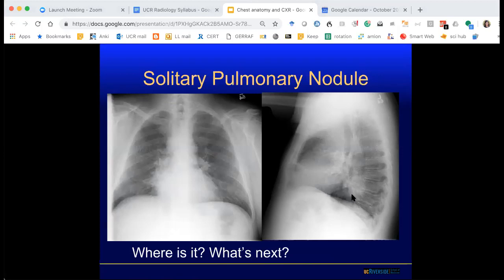Because you can get more information. So PET CT, if it's hot, then it's most likely malignant, or it could be malignant or infectious. But if the PET CT is negative, then you're done. It's most likely benign. So yes, Madeline.